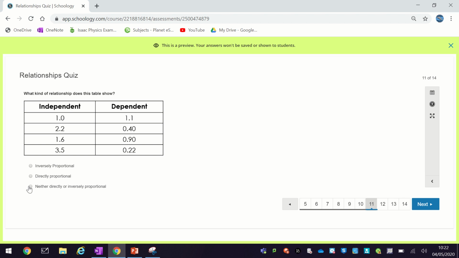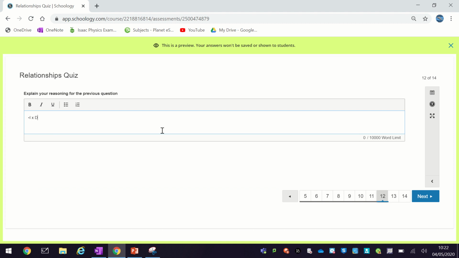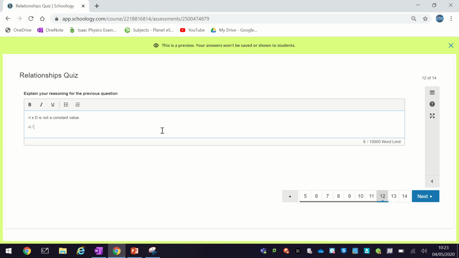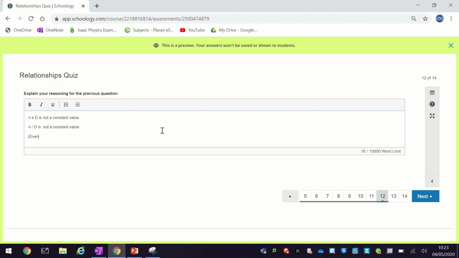So this one here, neither directly nor inversely proportional. I times by D is not a constant value. I divided by D is not a constant value, even within experimental uncertainty. As we learn more about physics, we actually learn what significant experimental uncertainty looks like, but we're not going to worry about that much for now.